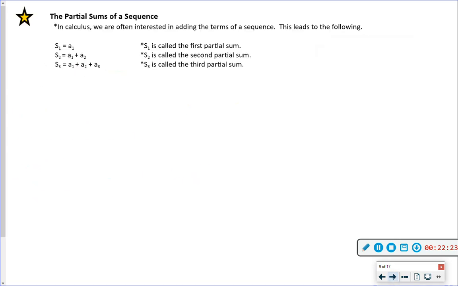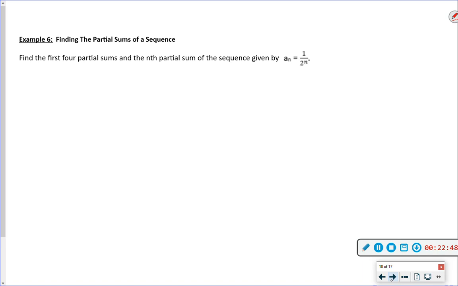We have to talk about sums. Well, just like the word says, you're going to add the terms, okay? So in calculus, we do a lot of sums of the terms. S1, of course, sum of the first term. S2, sum of the first 2 terms. S5, sum of the first 5 terms. You get the gist. And they sometimes call those like the third partial sum, fourth partial sum, whatever the case may be. So find the first 4 partial sums and the nth partial sum, so wording of all of those.